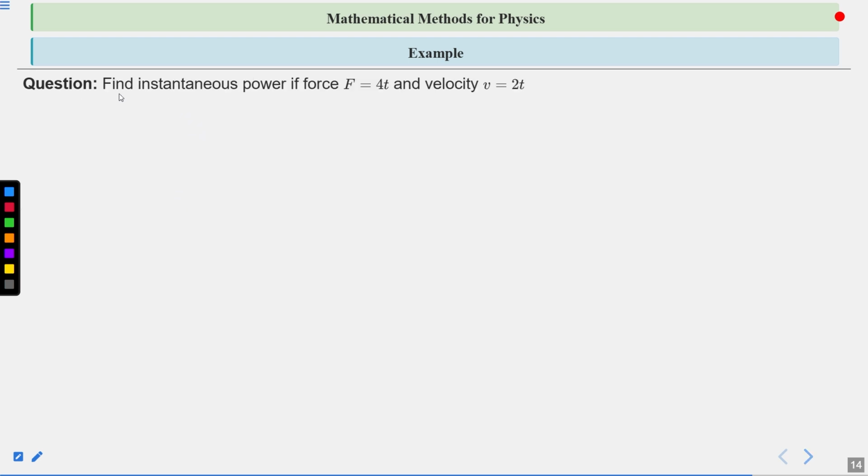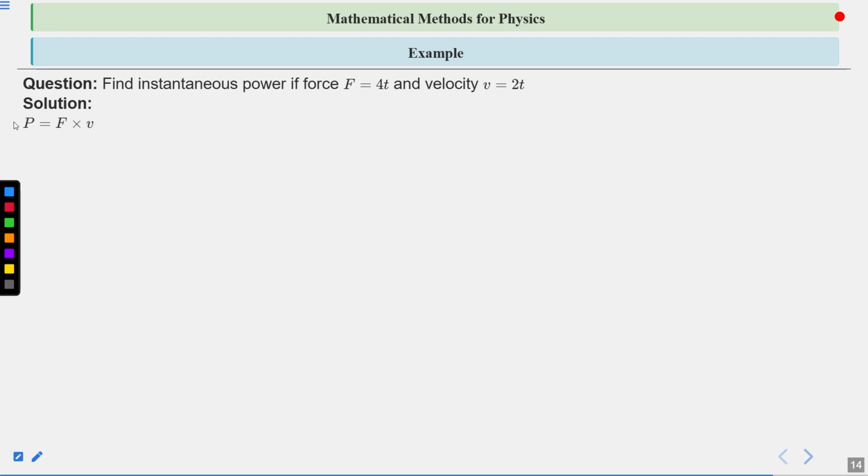Our next question is, find instantaneous power if force F is equal to 40 and velocity is equal to 2t. So here the question arises, what is the formula to calculate instantaneous power from the force and from the velocity? Let's see. Solution.